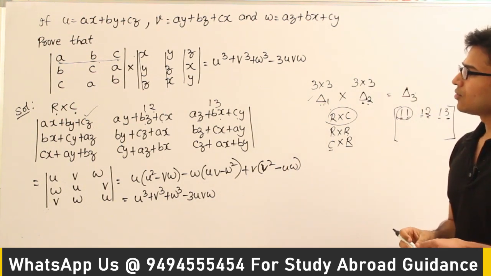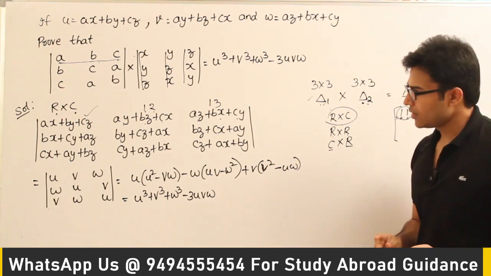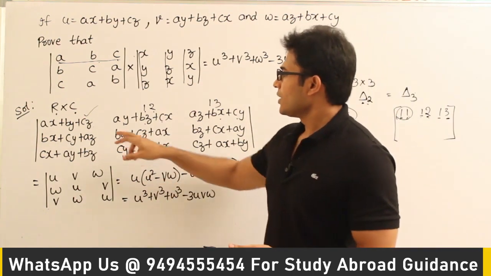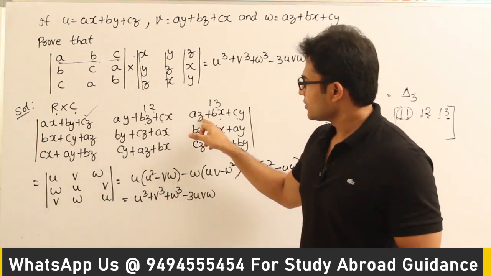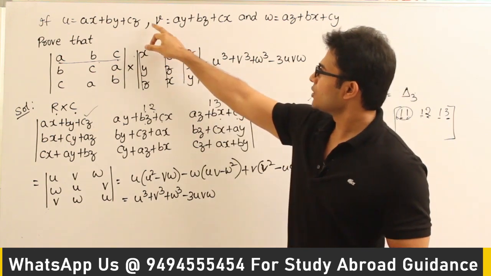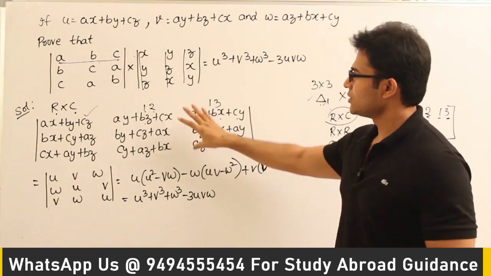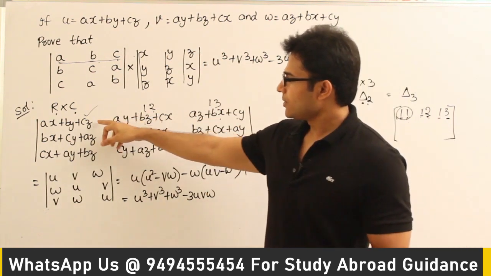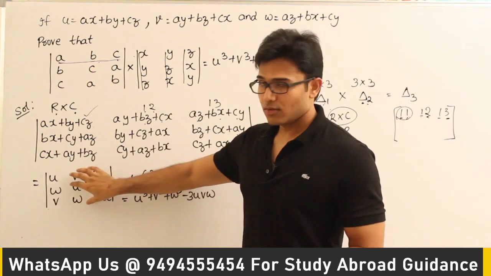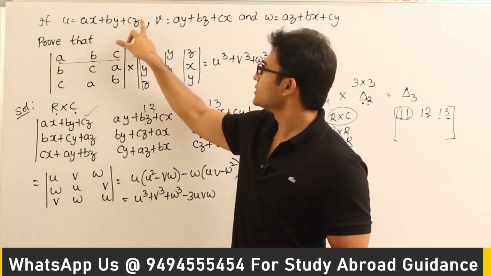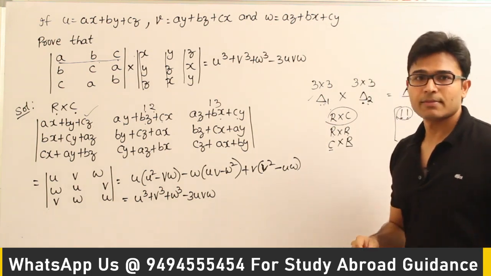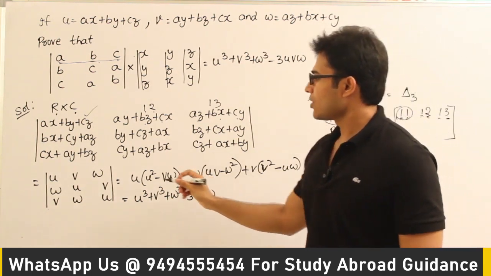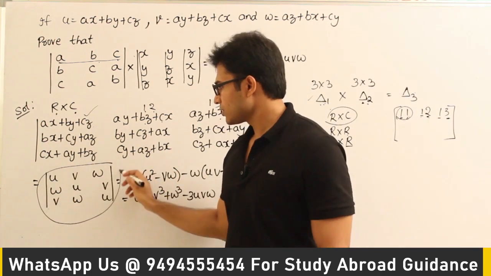Got it? So now if we observe it, once we have multiplied them, you can replace each of these terms, each of these elements with u, v and w. You can check each one. So I have replaced each one with u, v and w. How? Because it is already given that u is this, v is this and w is this. And after replacing this, we have already solved this determinant.